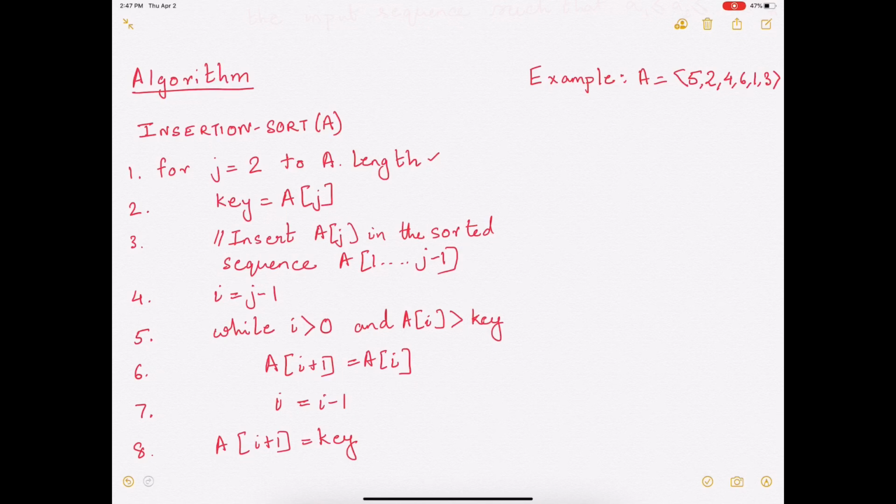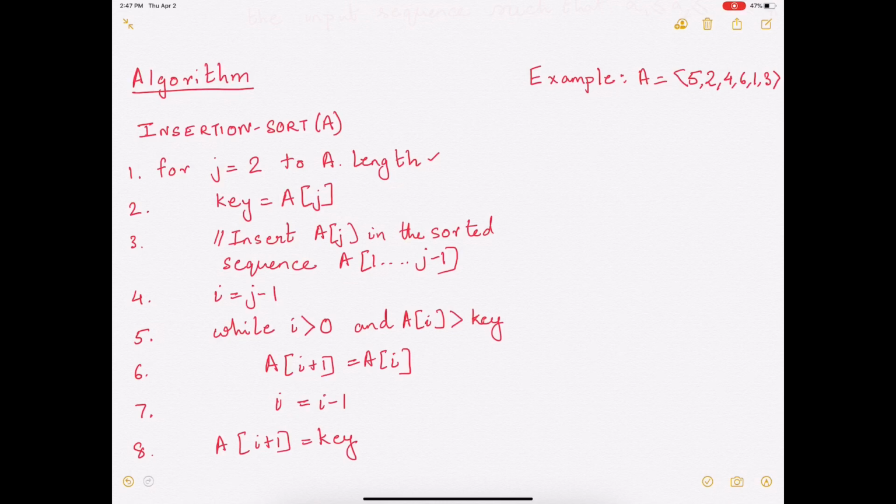Now, what does insertion sort try to achieve? When you are looking at A j, all elements from a1 to a j minus 1 are already in sorted order. Initially you have a1, which is already in sorted order. That is the reason the loop starts from j equals 2. When you consider a single element, that element is already in sorted order. You don't need to sort it.